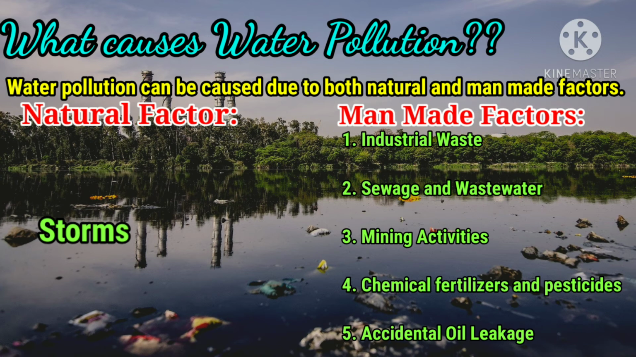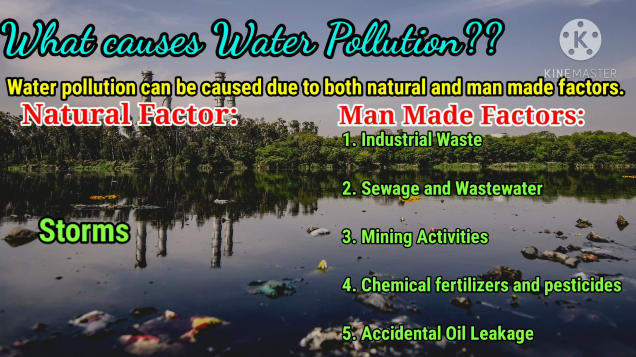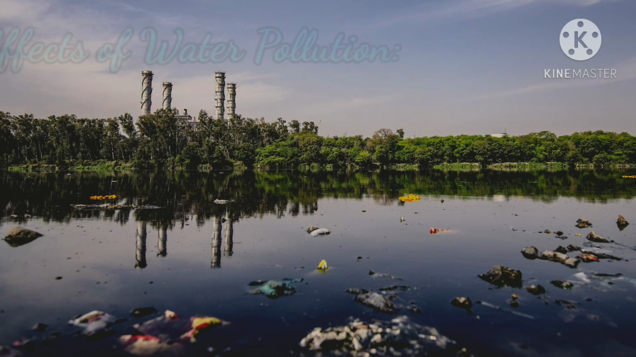Now, the last major cause of water pollution is accidental oil leakage, which is a major threat to marine life. Actually, a ship carrying a large quantity of oil may spill oil if met with an accident. And such an oil spill can cause varying damage to species in the ocean. So these were some of the major causes of water pollution. Now let's discuss the effects of water pollution.